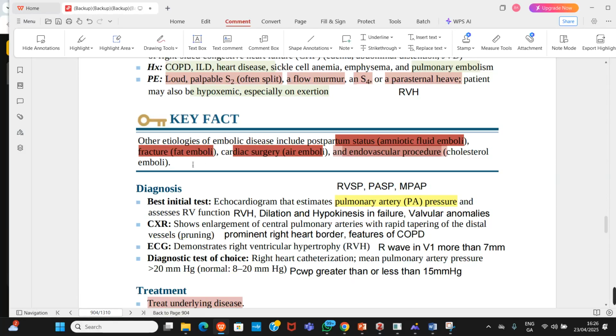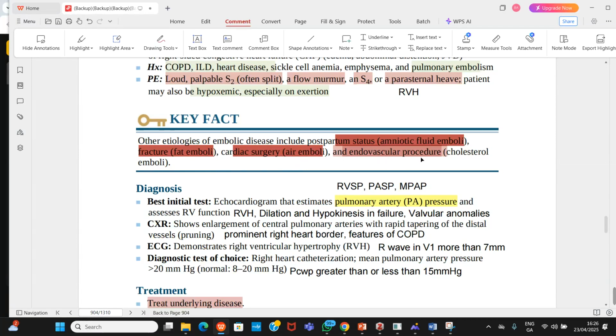So what are the other causes of embolic disease that we can have? It could be from postpartum amniotic fluid, or from fracture, fat embolism. What's the triad of fat embolism? Have we done it? Hypoxemia, rash, petechial rash, neurologic signs. You'll be confused, they can have seizures. You see a petechial rash and hypoxemia after trauma, think about fat embolism.